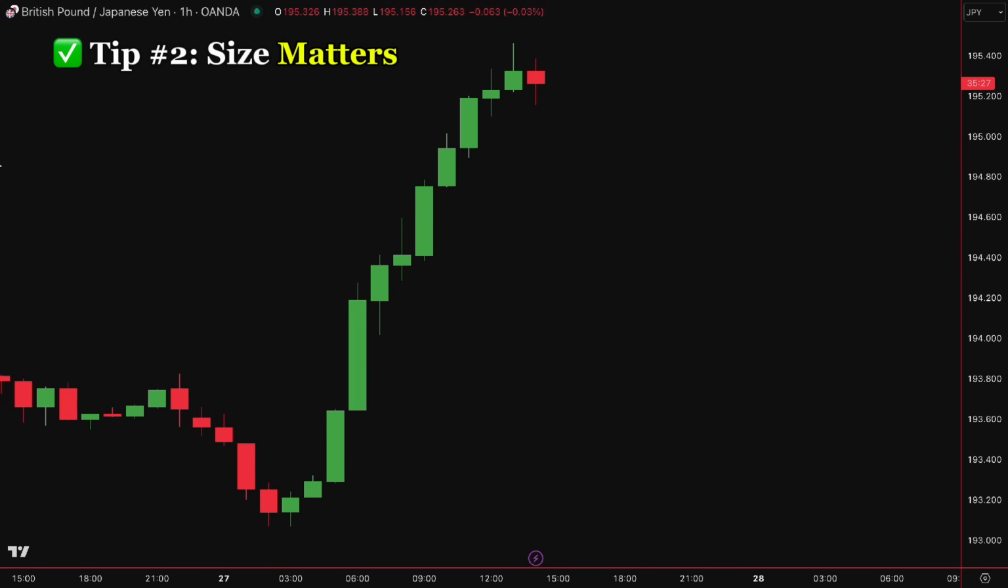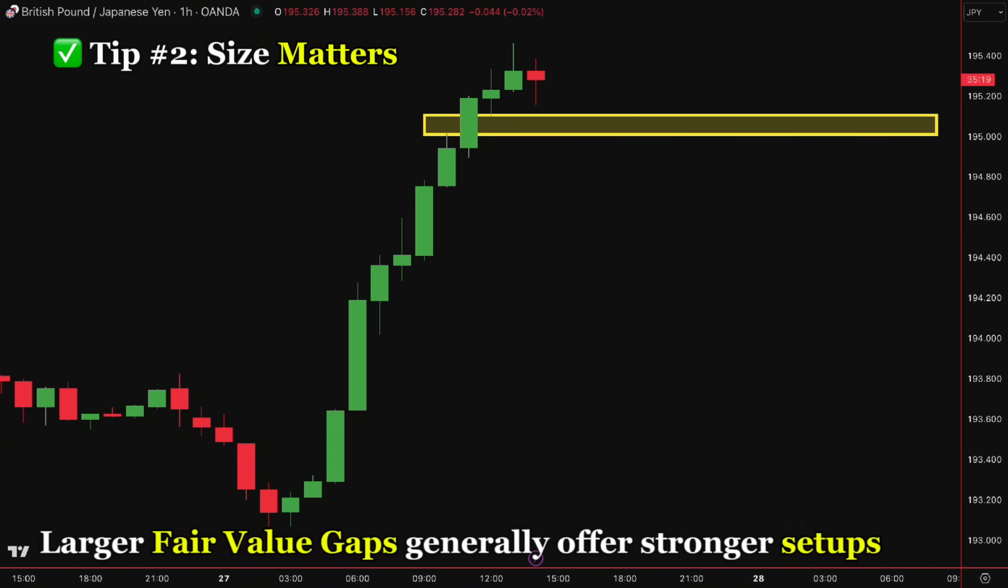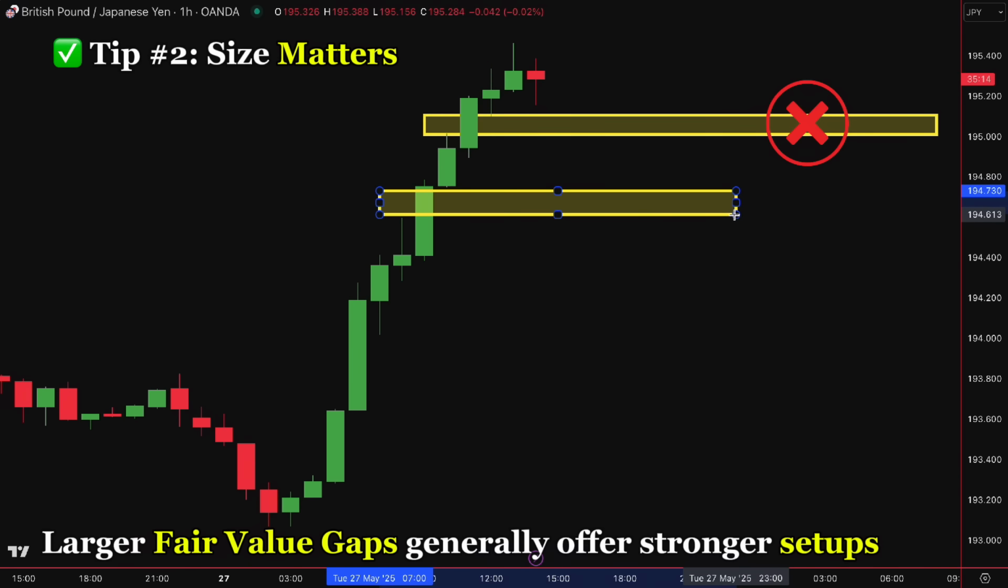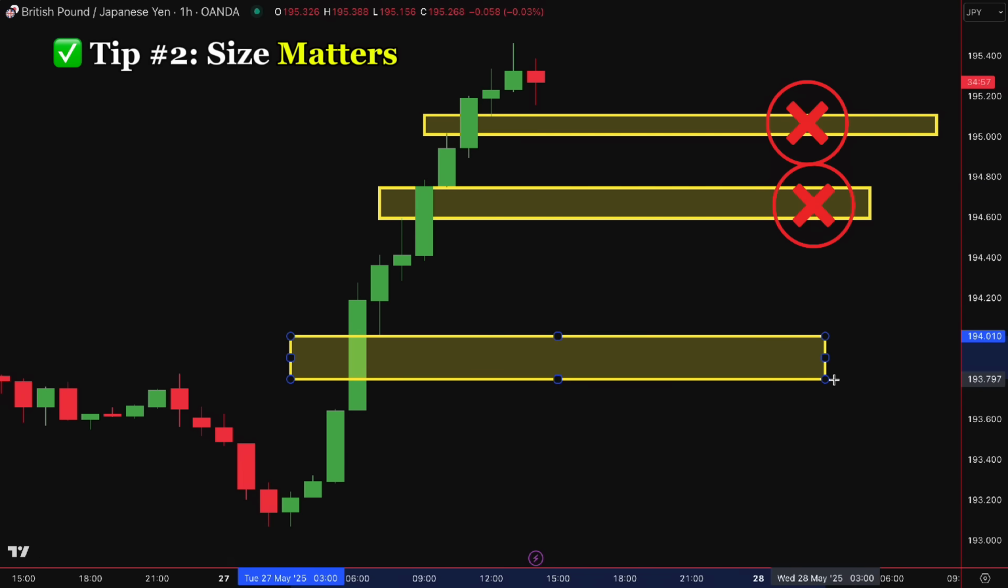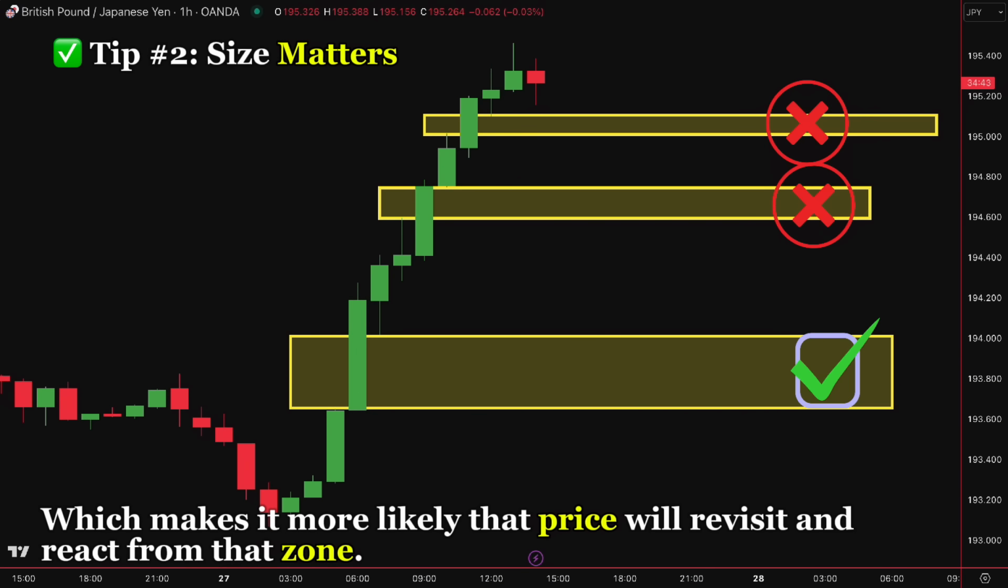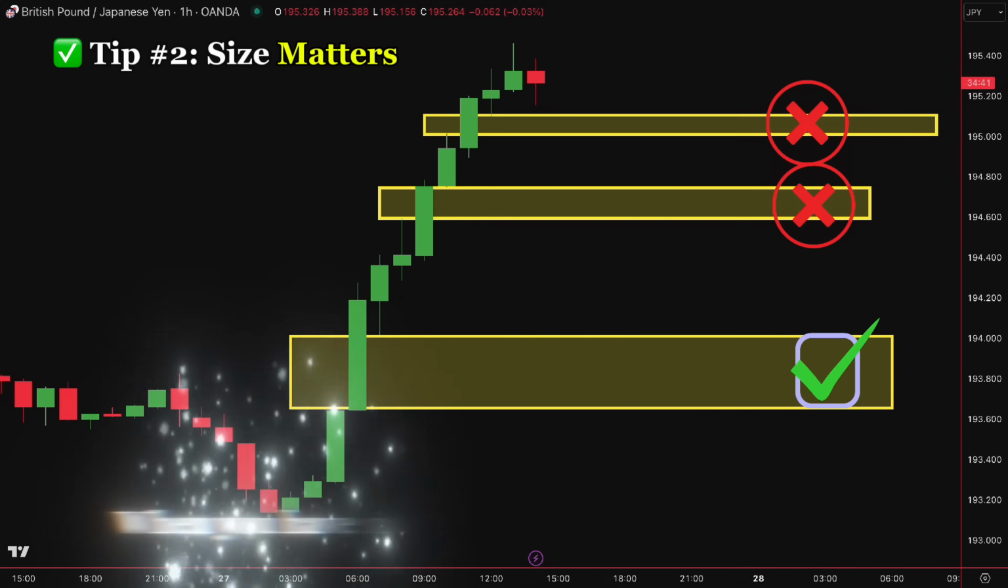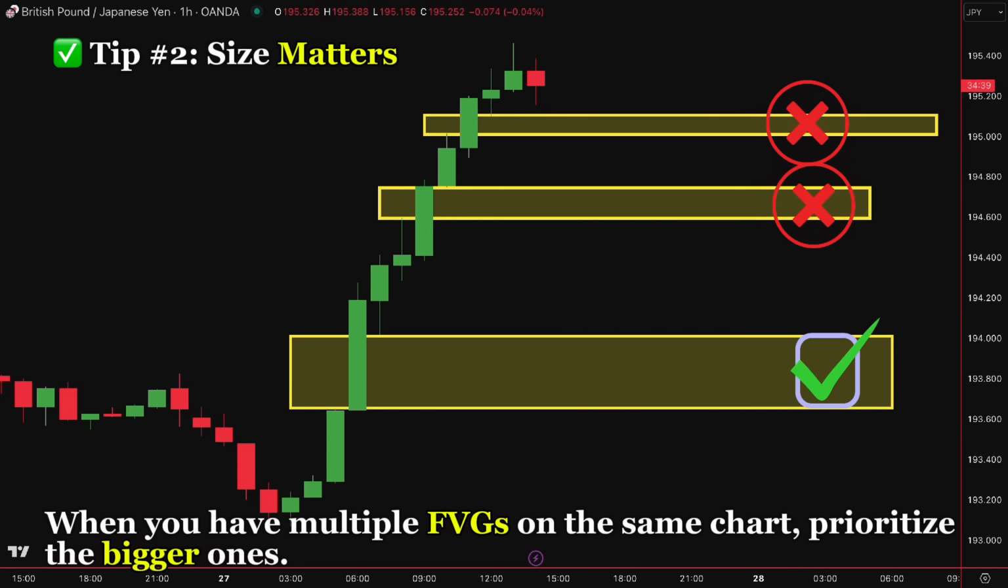Tip number 2, size matters. Larger fair value gaps generally offer stronger setups. Why? Because a wider gap indicates a more aggressive imbalance between buyers and sellers, which makes it more likely that price will revisit and react from that zone. When you have multiple fair value gaps on the same chart, prioritize the bigger ones.